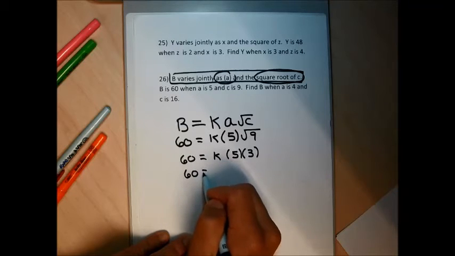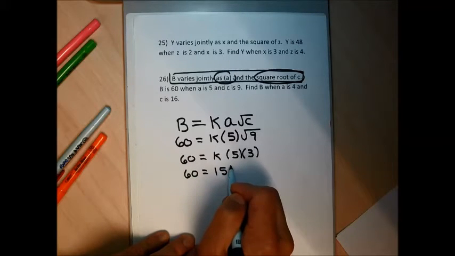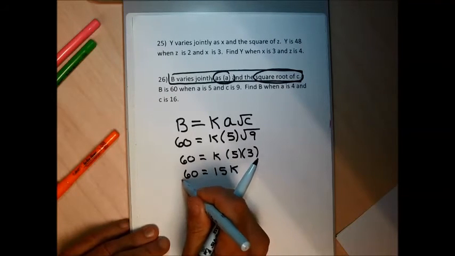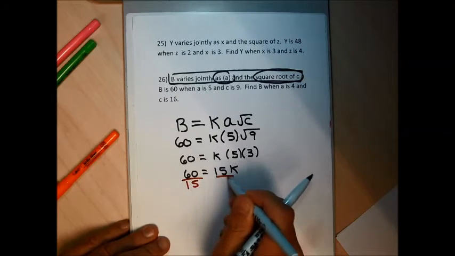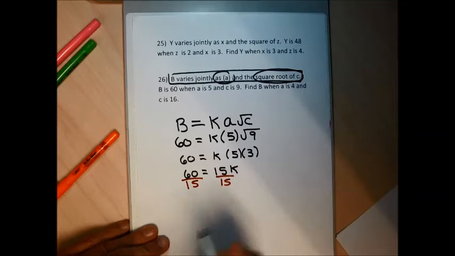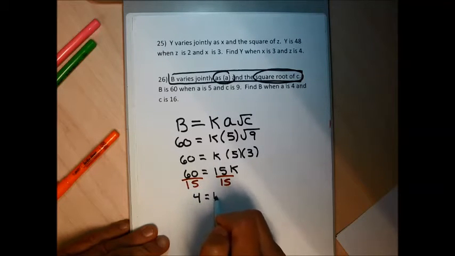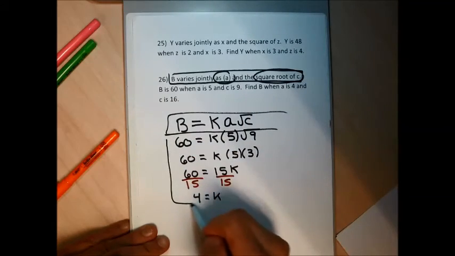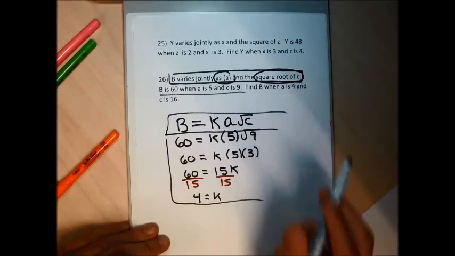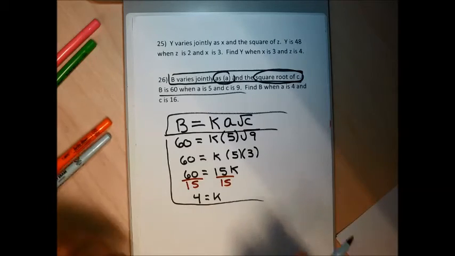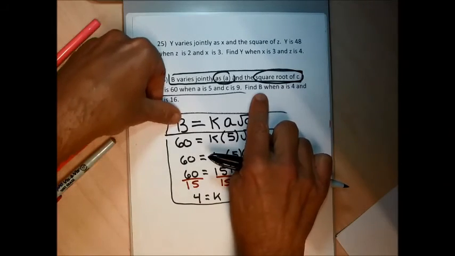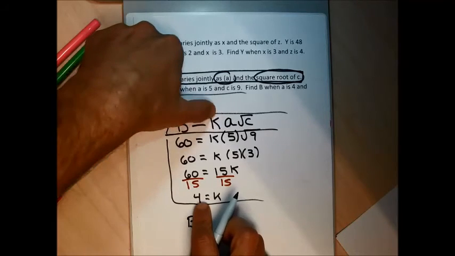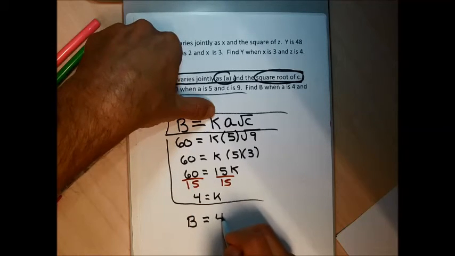Simplifying that right-hand side, we get 15. 60 equals 15k. And now I'm going to divide both sides by 15. And that's going to give me 4 equal to k. So I did my first step, my second step, done with the first two sentences, move on to the third sentence. The third sentence says find b, which means I'm going to leave that b alone. I'm going to plug 4 in for k because that's what the algebra gave me.